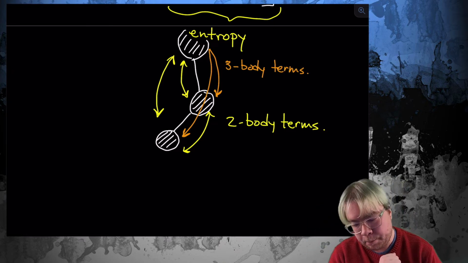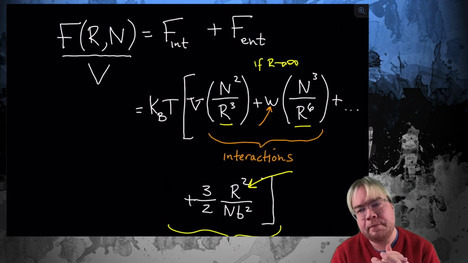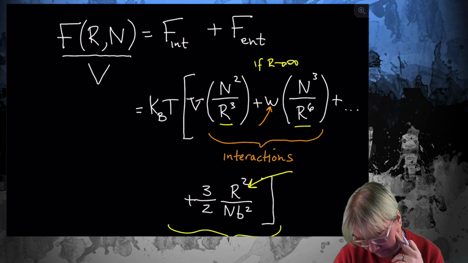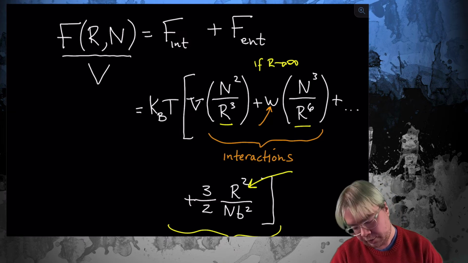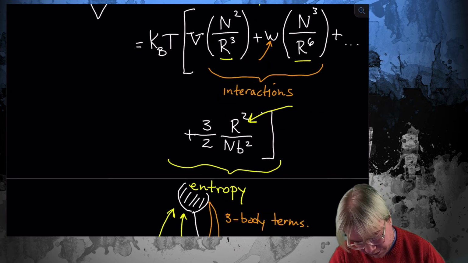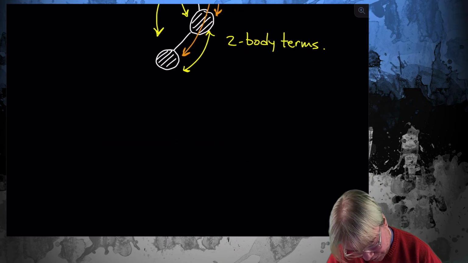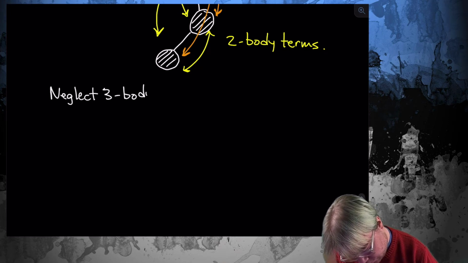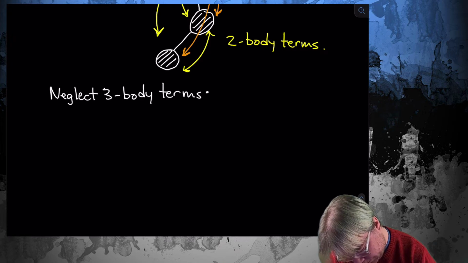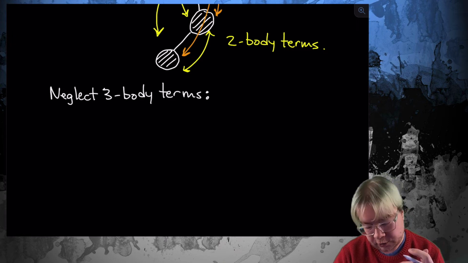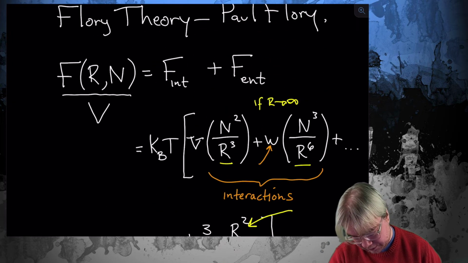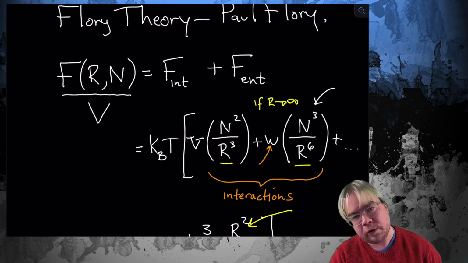We're going to neglect them, and I'll talk about what the three-body term does in a second. So let's neglect three-body terms, and I'm going to give you a homework problem to practice with the three-body term. If that's the case, then w is equal to 0, and you can see that if w is equal to 0, then this term would go away.